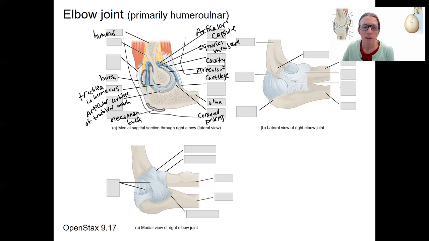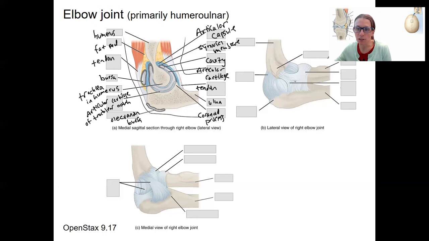You've got a tendon here. Might as well label that tendon of the triceps muscle, the triceps brachii. We'll learn that too. And a fat pad. And another tendon here. This is the tendon of the biceps brachii. Brachialis muscles are in the arm. Okay, that's everything there. And then a different view shows you the ligaments.